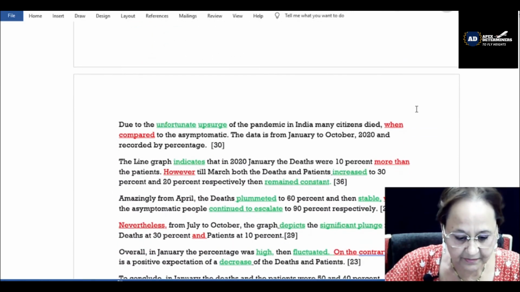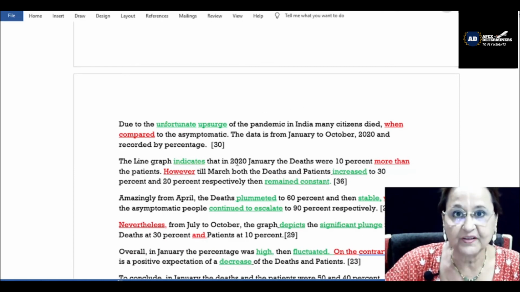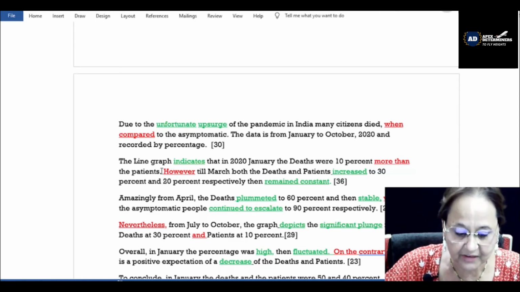Okay, let's go to the second paragraph and see the difference. The line graph indicates that in 2020 January, the deaths were 10% more than the patients.